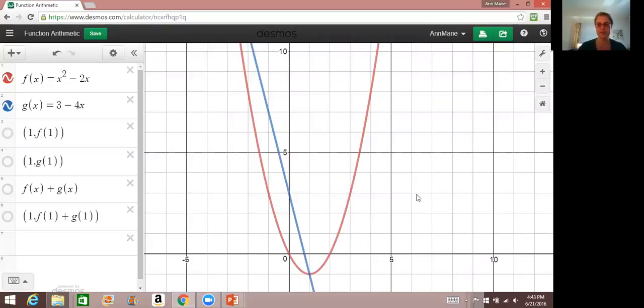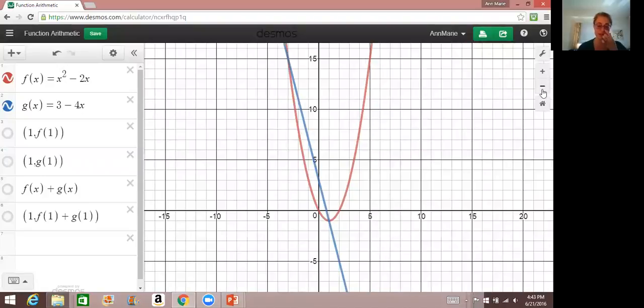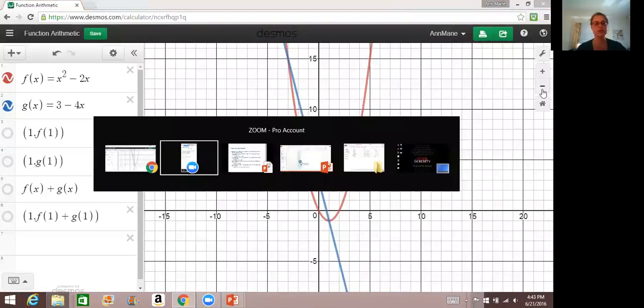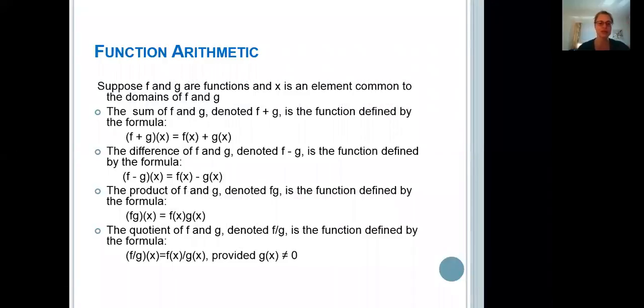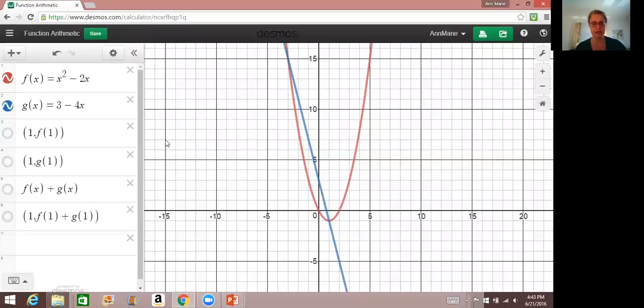So for example, what I want to do is talk about what we're doing when I say function arithmetic. So this slide with all of these words on it, where it says the sum of f and g denoted by f plus g of x. So what does this mean? What does f plus g of x actually mean? What it means is I'm taking the output from f and I'm adding it to the output from g.